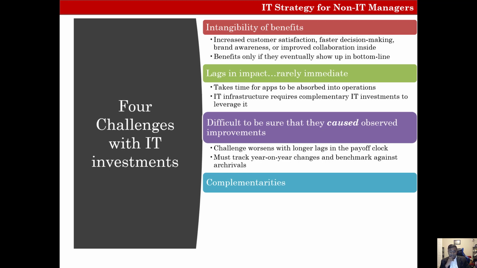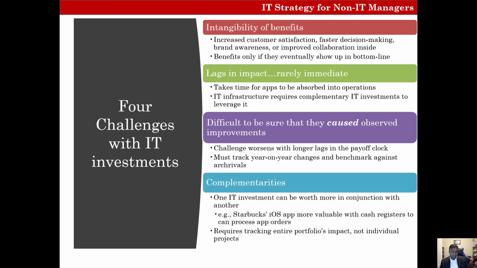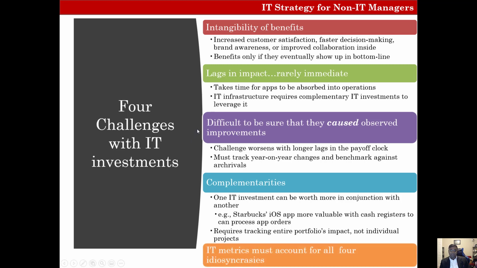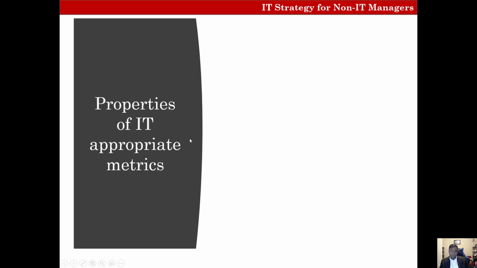Finally, we're looking at complementarities. IT investments often have complementarities. One IT investment can be worth more in conjunction with another. For example, Starbucks' smartphone ordering system was more valuable when Starbucks also invested in in-store cash registers that could process orders received from it. This requires IT metrics to track the impact of the firm's portfolio of IT assets rather than individual projects. So you can see that this is not an easy task. IT metrics must account for all four of these issues.